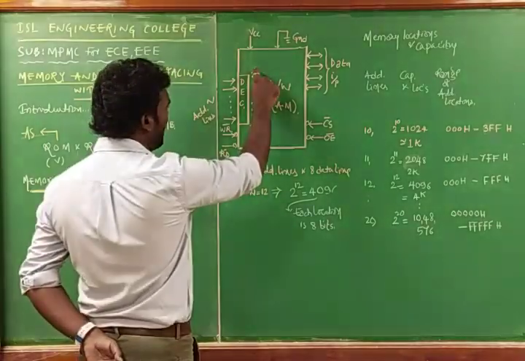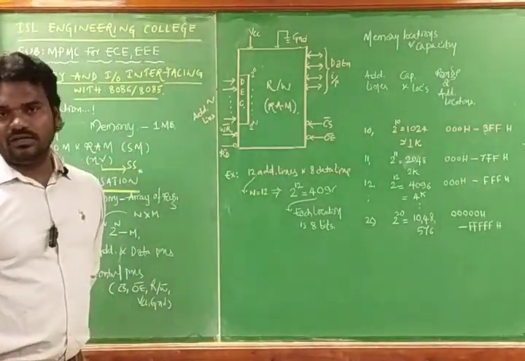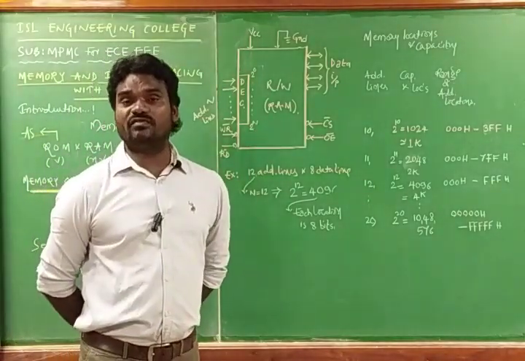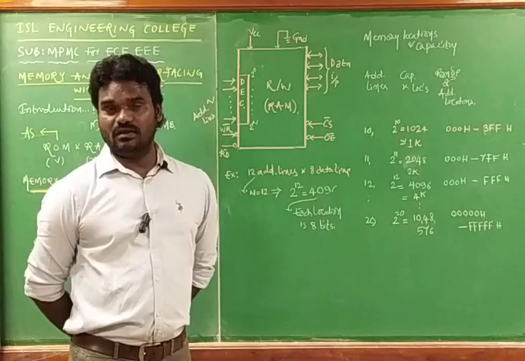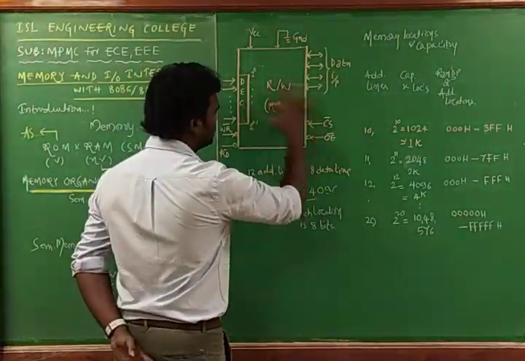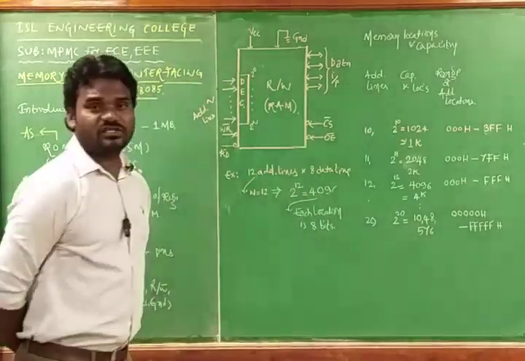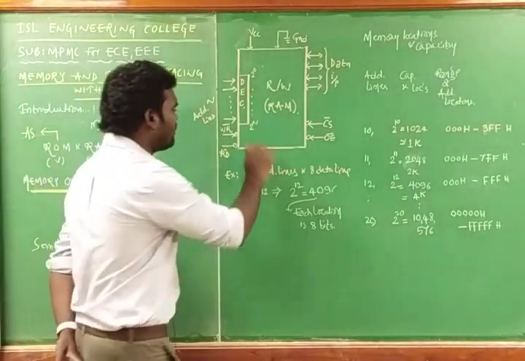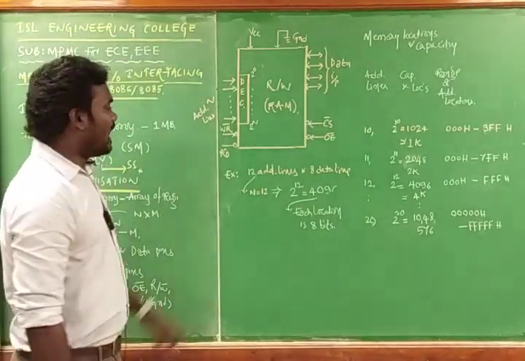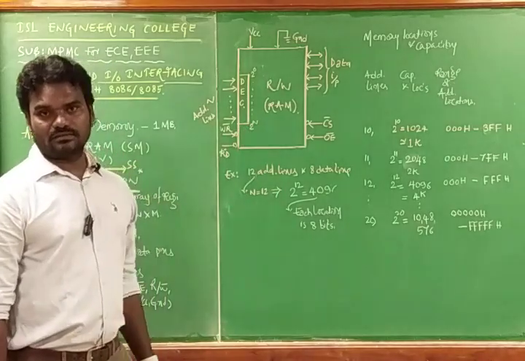So 2 power of n lines, from 2 power of 0, which means 1, up to 2 power of n. So it is going to have 2 power of n address lines. These address lines go from 0, 1, 2, 3, 4, 5, 6 up to 2 power of n memory locations it can have. 2 power of n memory locations it can provide for the n number of address lines, and each memory location is capable of storing data.